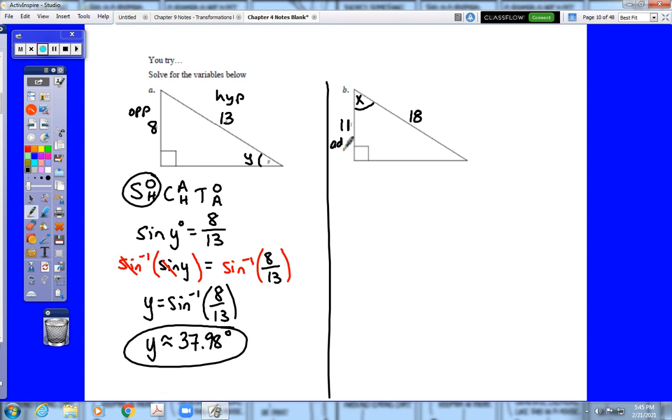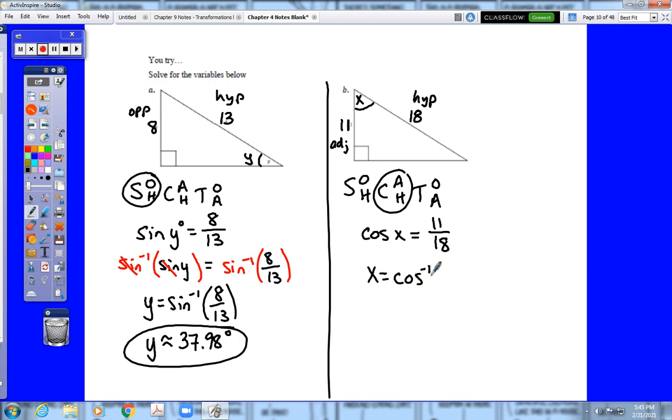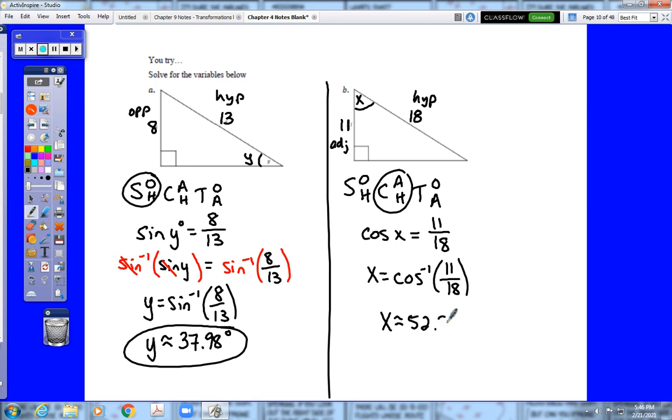For x, we have the adjacent and the hypotenuse, which means we should be dealing with a cosine, because cosine relates adjacent to hypotenuse. Cosine of x is adjacent over hypotenuse. Take the inverse cosine of each side, meaning that x is the inverse cosine of 11 divided by 18, or 52.33 degrees. Would also accept 52.3 or 52 degrees.